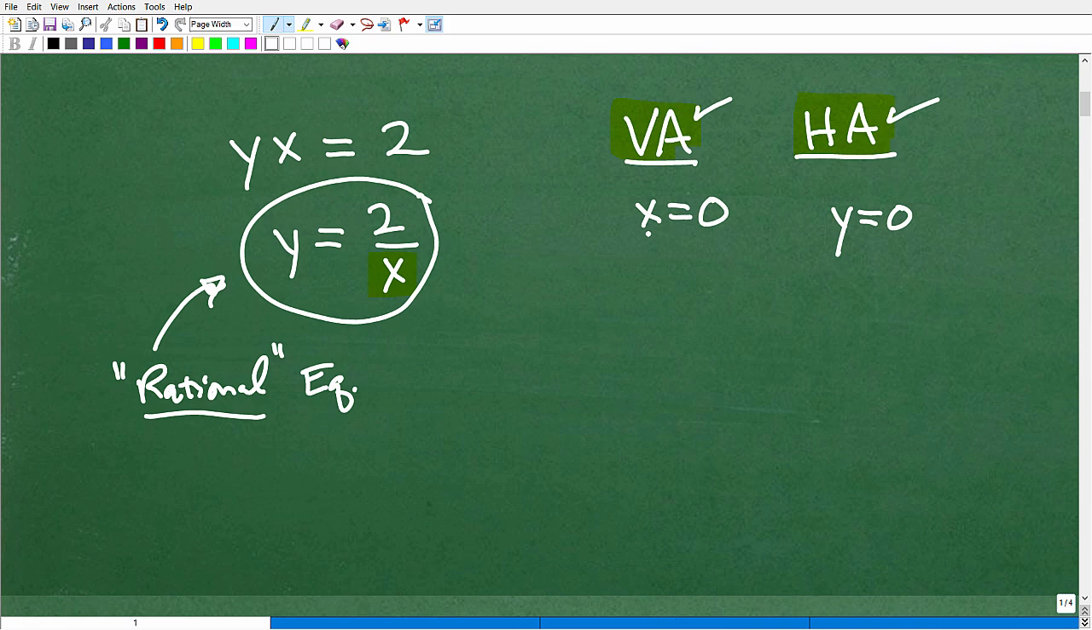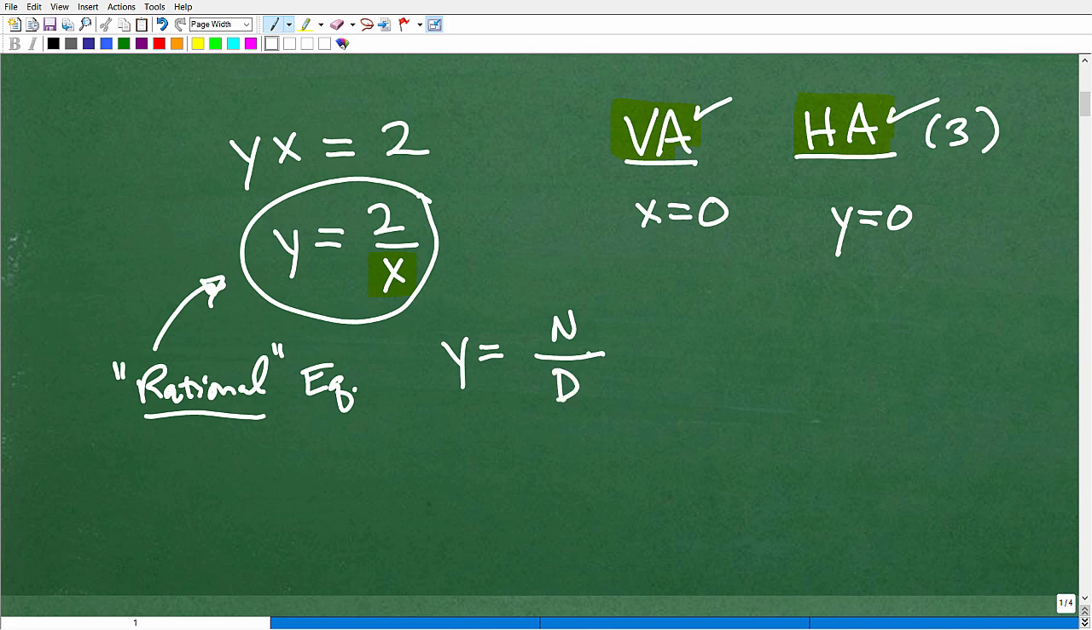Now how about the horizontal asymptote? Well, this one's a little bit more confusing. There are 3 cases you can have, and it has to do with the power of our fraction. Here we have the numerator and we have the denominator, right?